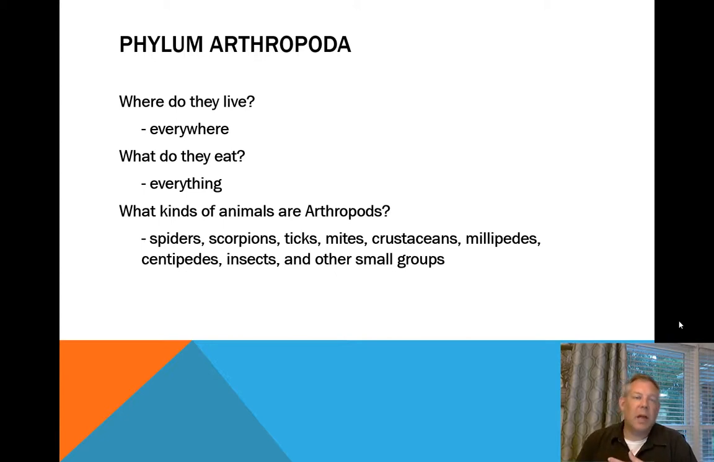And so what kind of animals are we talking? Well, lots of things with which you are familiar. Spiders, scorpions, centipedes, insects. And so we'll give examples of all these here in a second. But again, I just need to emphasize how vast and important and interesting this phylum is.